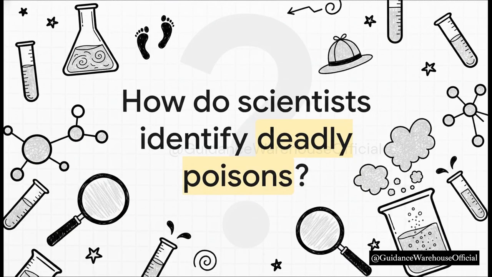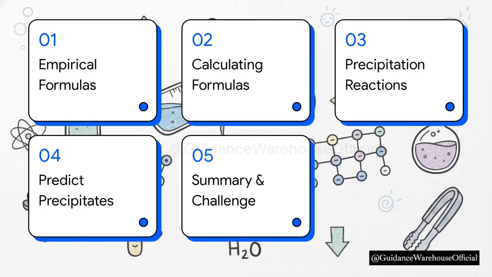By the end of this explainer, you're going to understand exactly how to calculate the true chemical formula of an unknown substance completely from scratch. And you'll be able to predict exactly what will happen when different chemicals are mixed together in a solution. We're literally going to turn you into a chemical detective today. So here's our map for today.